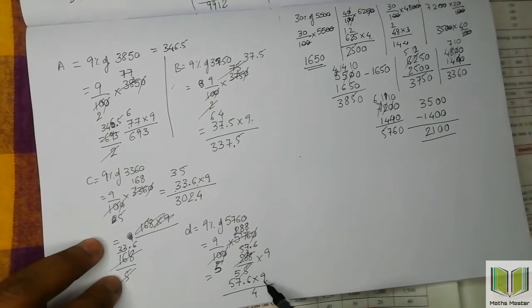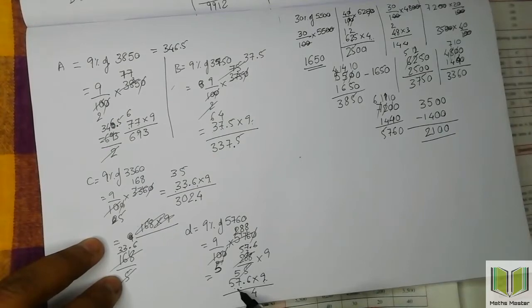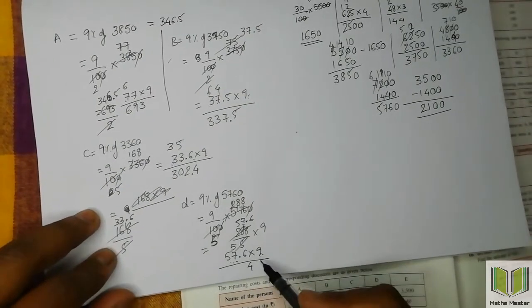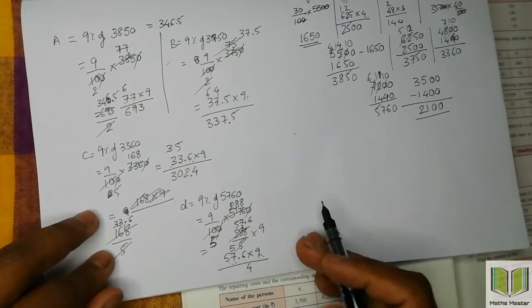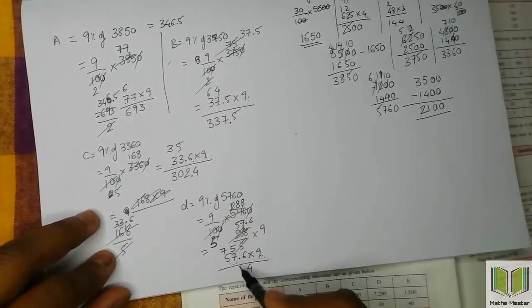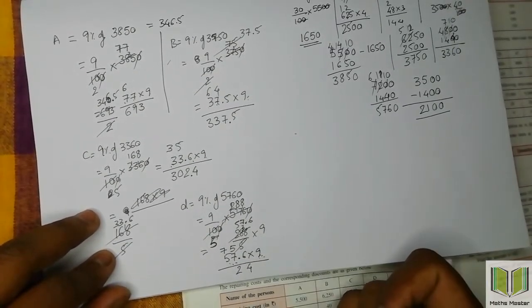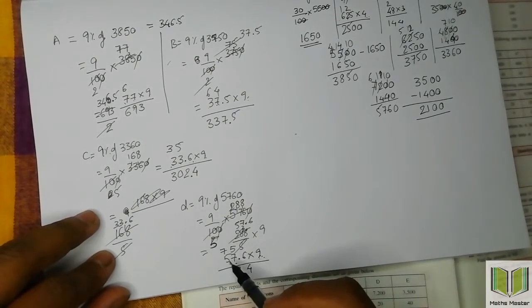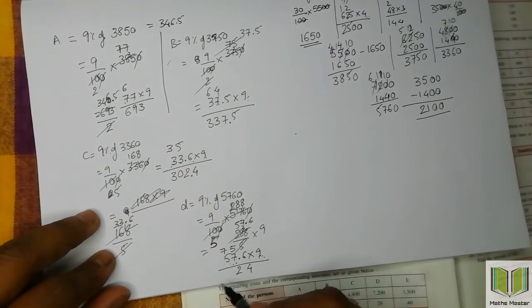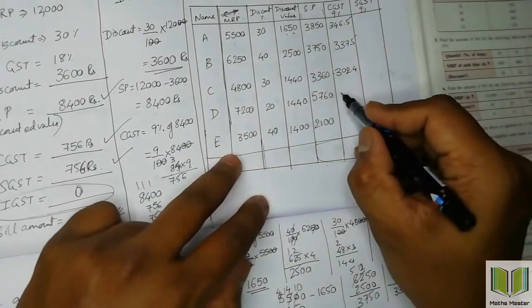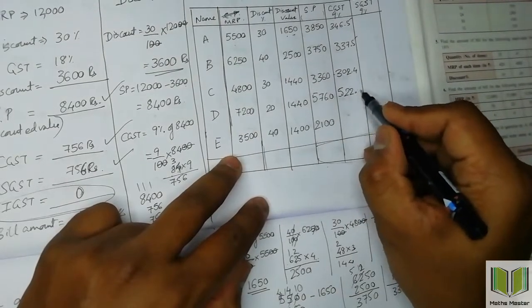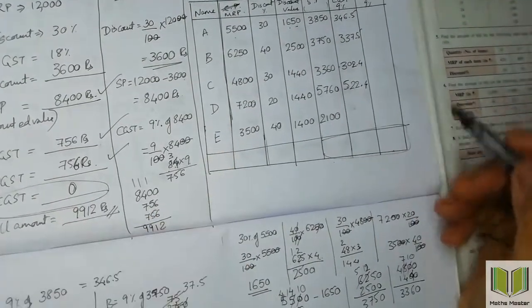9 times 7 will be equal to 63. 63 plus 5 will be equal to 72. 9 times 5 will be equal to 45. 45 plus 7 is 52. 522.4 should be the answer over here. 522.4. Okay.